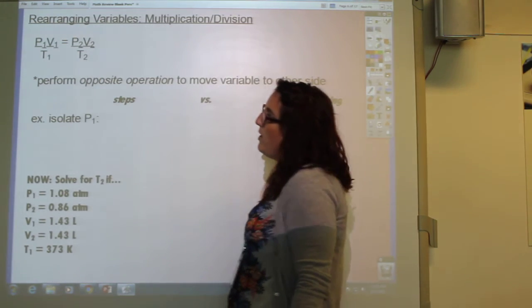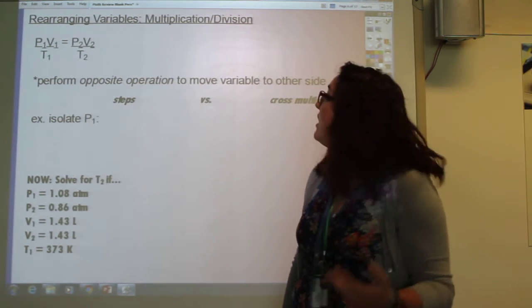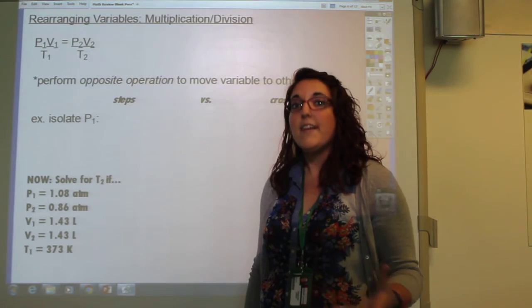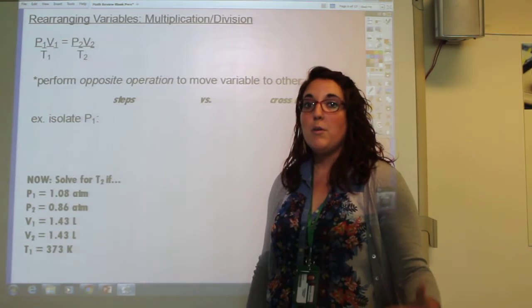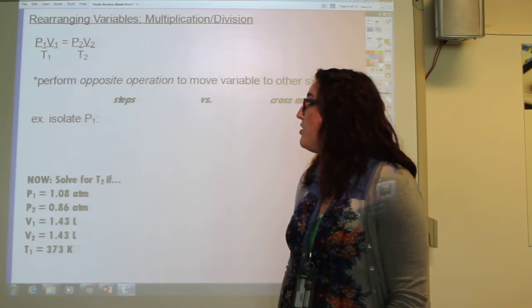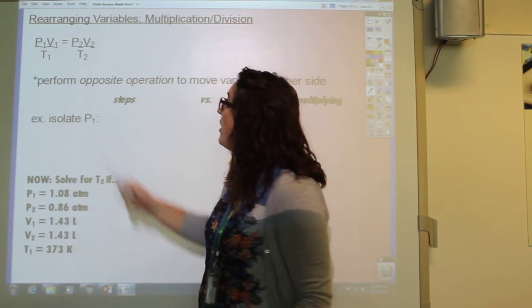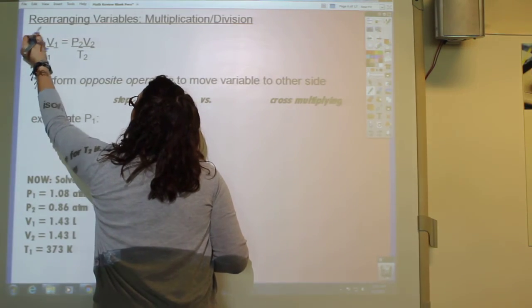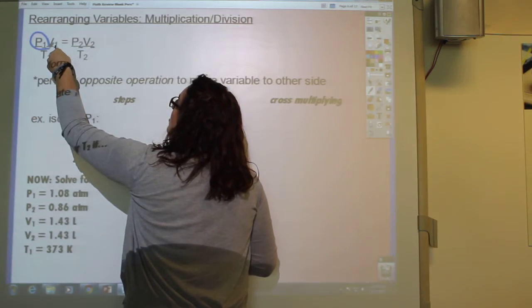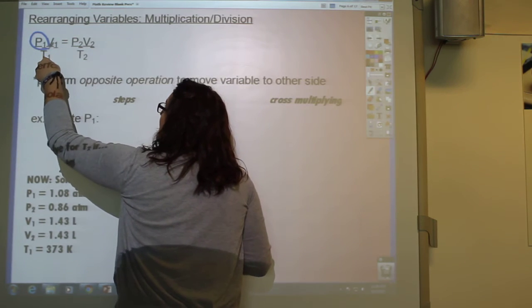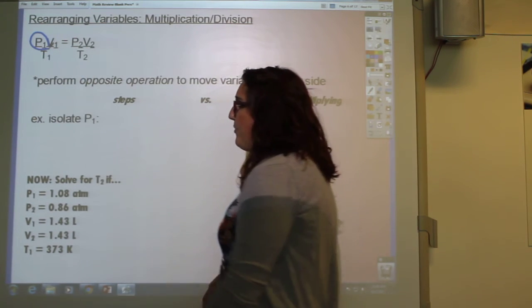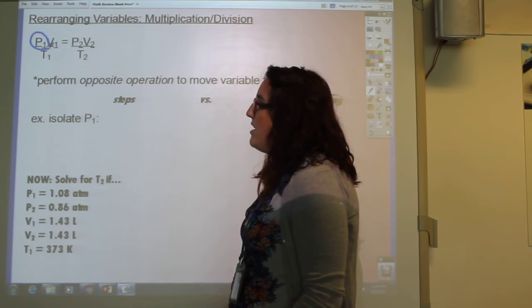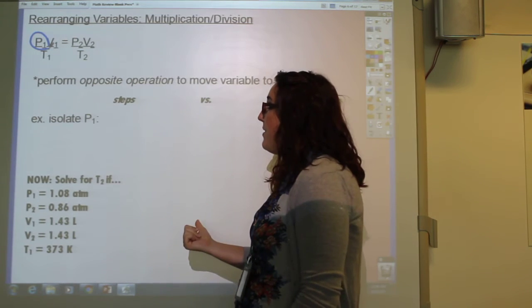Now we can rearrange these by doing the opposite operation, and we can take that step by step to make sure we're moving through it carefully. Now if we're going to do that to get P1 by itself, that means I want to move V1 to the other side, and I want to move T1 to the other side. And we can do both of those. It's pretty simple. All right, we can do that in 2 steps to get our answer.